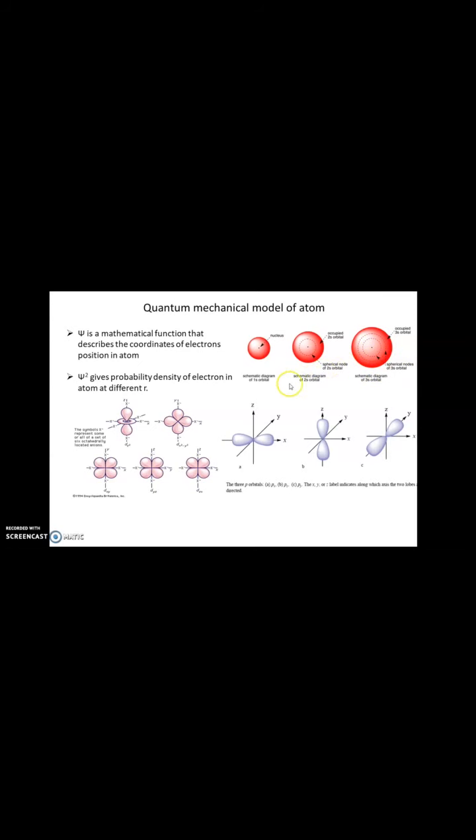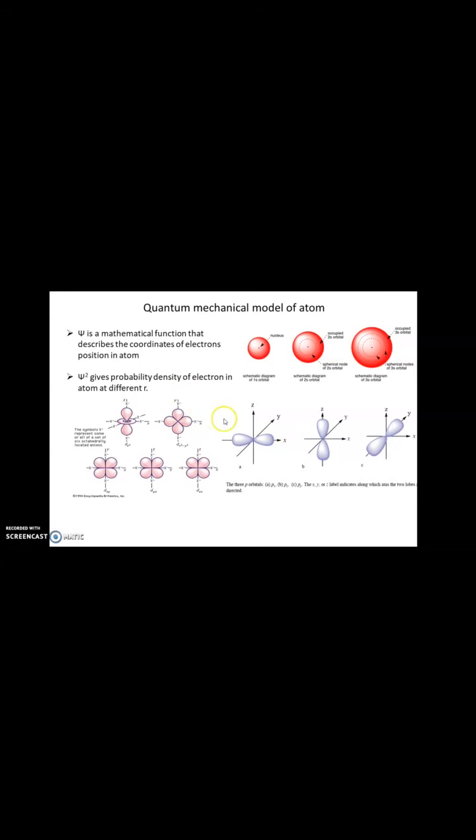So what is the formula for the spherical node? n minus 1. There is another type of node, called the angular node, which equals n minus l minus 1. Clear? n minus l minus 1 for angular nodes, n minus 1 for spherical nodes. That we will discuss later.